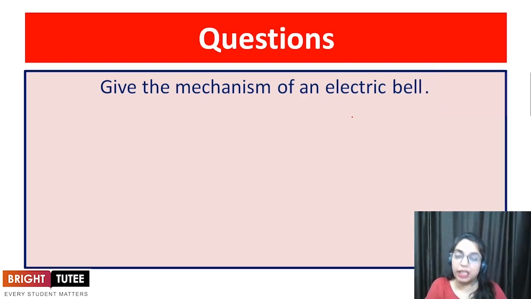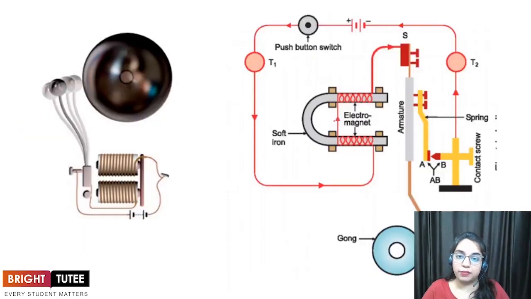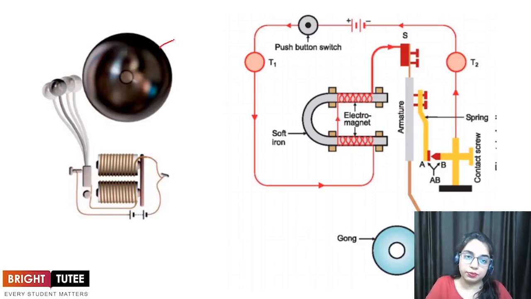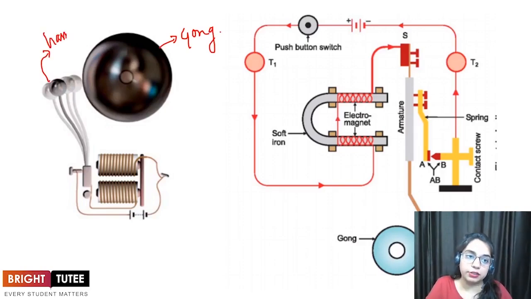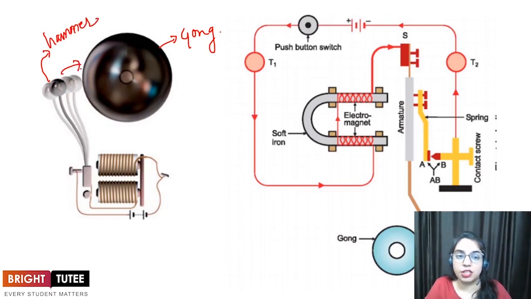You have to give the aim, the mechanism, and its construction. Okay children, so let us discuss everything, the setup and the procedure. We have a gong which is made of metal, which produces a ringing sound when the hammer hits it.